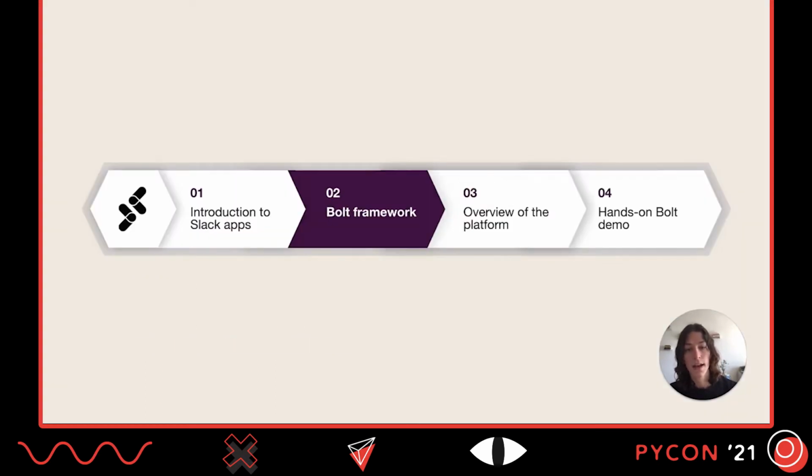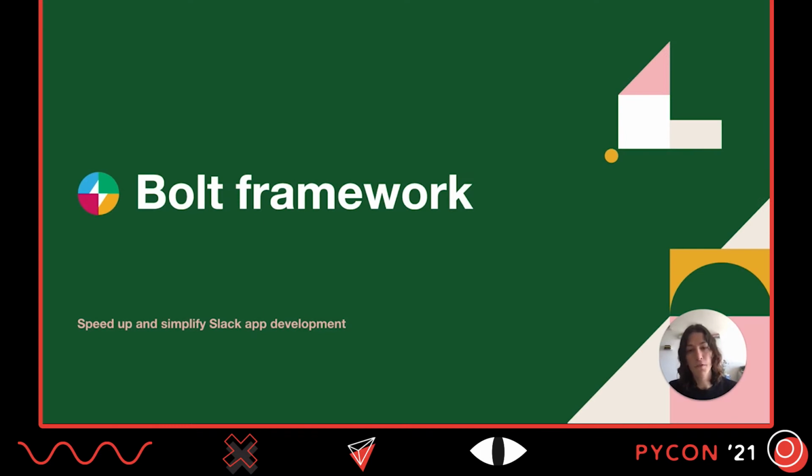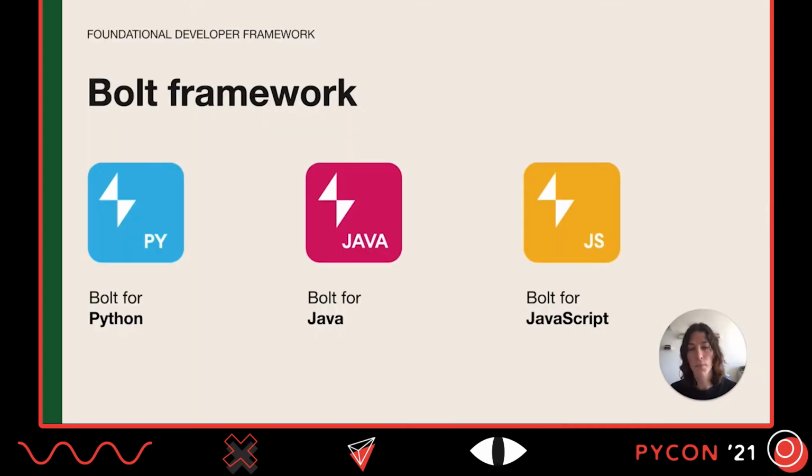There are different ways to actually start building apps. You can either start from scratch or use our developer tools. Our main developer framework is called Bolt, which allows you to speed up and simplify development by wrapping our different APIs and platform features behind a simple common interface. And Bolt is available in Python, but also Java and JavaScript.